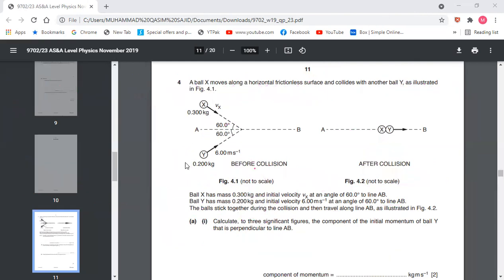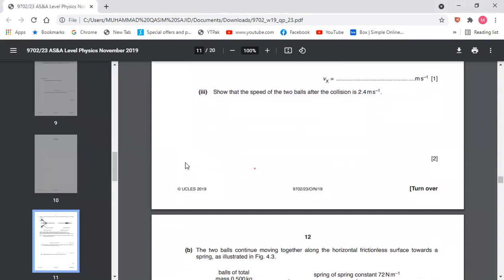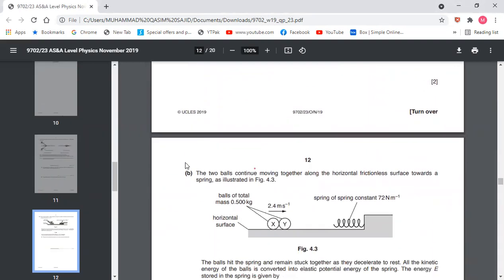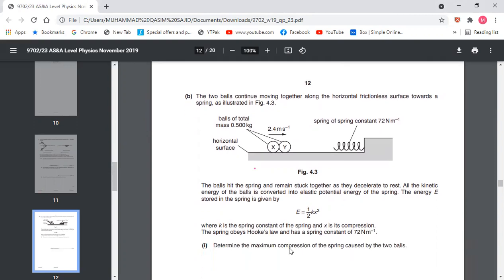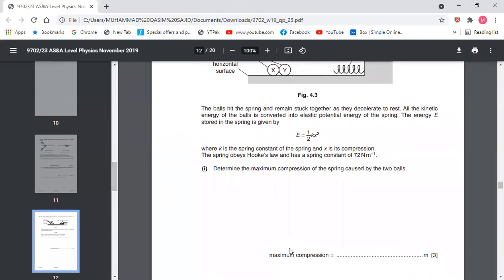So for the next one, this is basically question 4b1. Now these are the two methods. Strike with the spring of spring constant 72 Newton per meter. So E equals to half kx squared. Determine the maximum compression of the spring caused by the two balls. The maximum compression depends on the kinetic energy. So kinetic energy equals to half mv square.